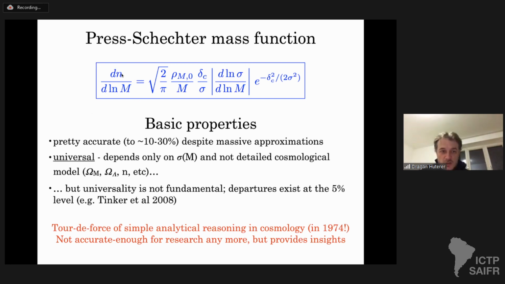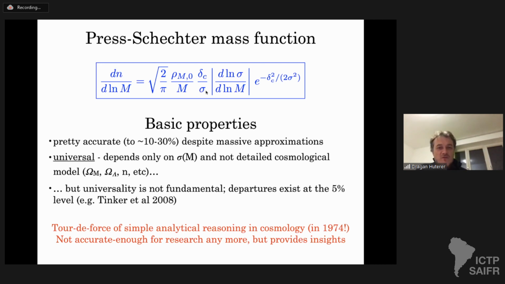So here, what do you need to do? If you're interested in the number of objects per unit log mass in some cosmological model, you need rho matter, or omega matter for this rho matter. Delta c is a constant, and all you need is a sigma. Sigma comes here, here, and here. If you have sigma, you have everything for the Press-Schechter mass function. This is not some complicated function of six fundamental cosmological parameters. It is a function of a function that still depends on all cosmological parameters, but it's only one sigma.